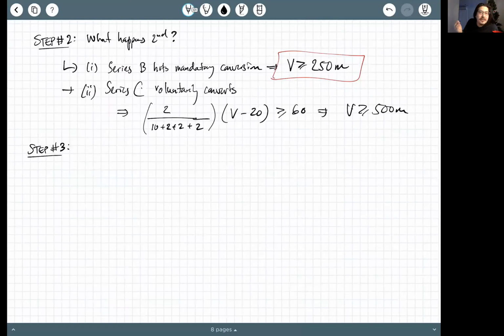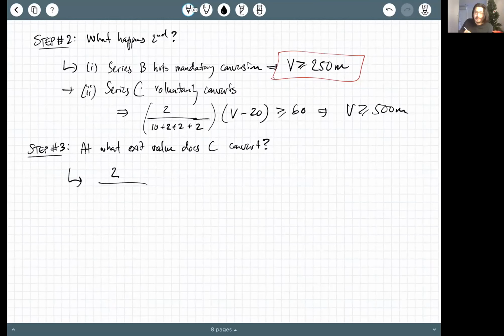So now the only thing we need to do is figure out what happens third or last. And now we're just left with one option, right? So the last thing that will happen is that C is going to voluntarily convert. So at what exit value does C convert? So C now chooses to convert.